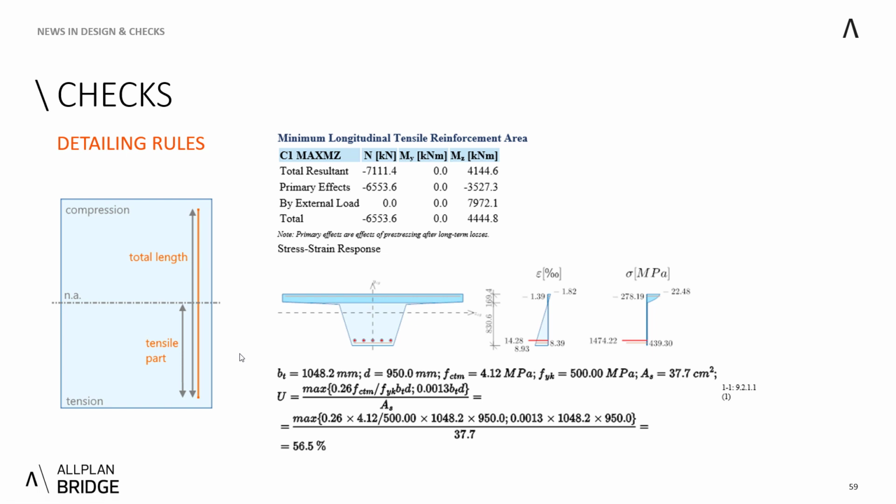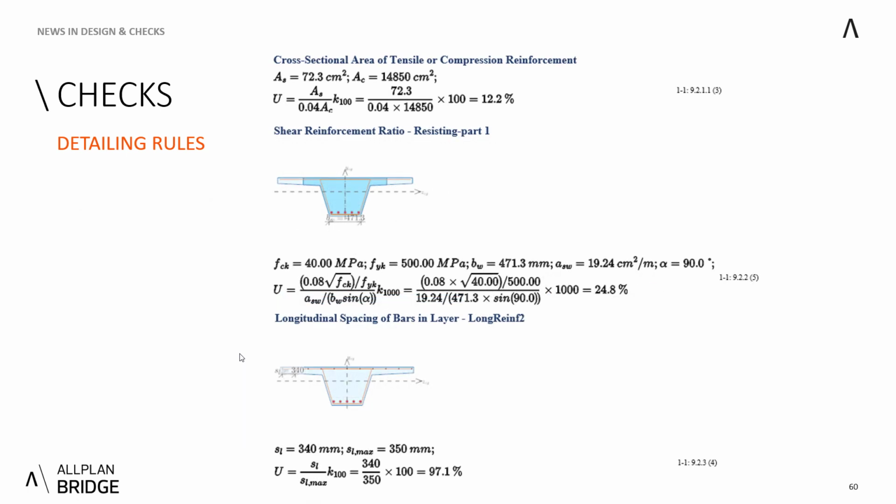In this case, you can see that the minimal reinforcement area is sufficient compared to our provided 37.7 centimeters squared, and we get the utilization of 56.5%. Then we have the maximal cross-sectional area of tensile or compression reinforcement with a limit of 4% of the cross-sectional area, and you can see that usually you fulfill this condition.